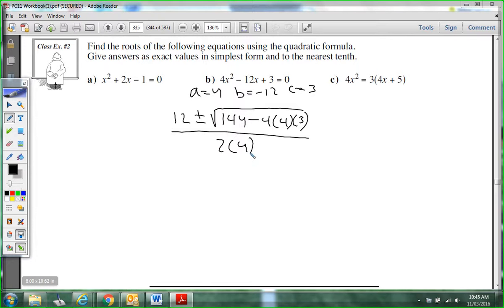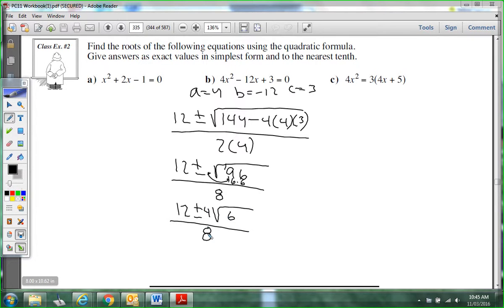All right, so I have 12 plus or minus the square root of 4 times 4 is 16, times 3 is 48. So 144 minus 48 is 96. Again, that could be calculator work. You don't have to do that mentally if you don't need to. 2 times 4 is 8. Okay, I want to see, can we break down root 96? I know 4 goes into it, but does anything else go into it? Does 16 and 6, is that right? Okay, so 16 and 6. 16 comes out as a 4, correct?